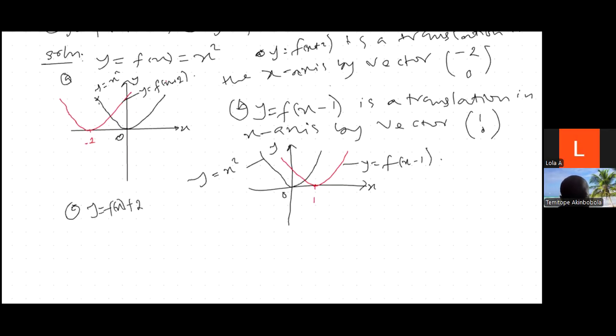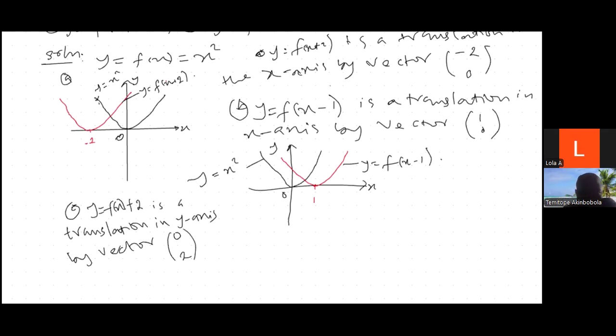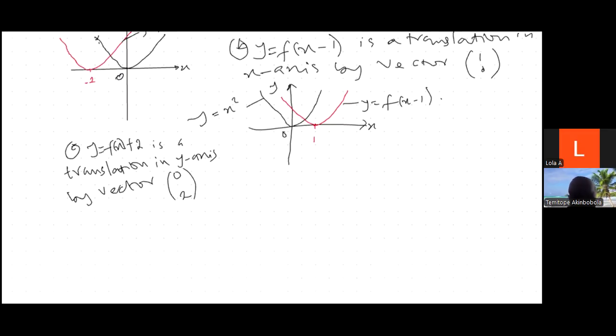So while you are writing that, let me quickly do C here. Y equals f of x plus 2 is a translation in y-axis by vector 0, 2. And that means there will be a vertical shift by 2 units. So that means they're going to have something like this.